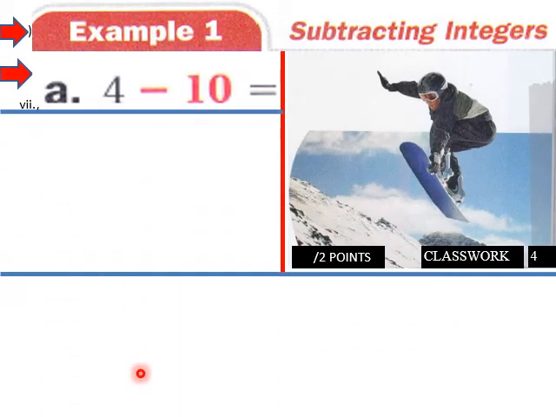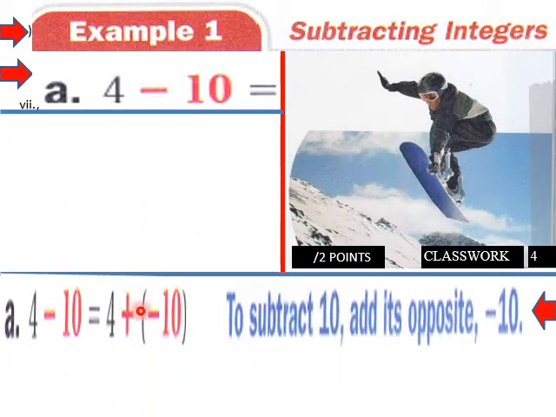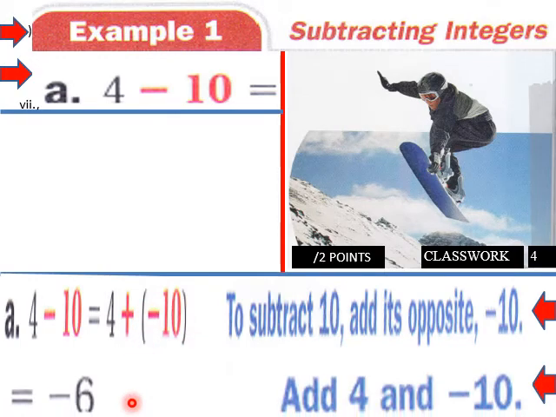So example 1, subtracting integers, 4 minus 10, what would that be? So 4 plus a negative 10. To subtract 10, add its opposite, which is the negative 10. To subtract 10, you just add its opposite. You're sticking in an addition sign and you're putting the negative 10 inside parentheses here, and you get negative 6 here. It takes on the negative, 10's larger than 4, and you combine the two, and you have negative.